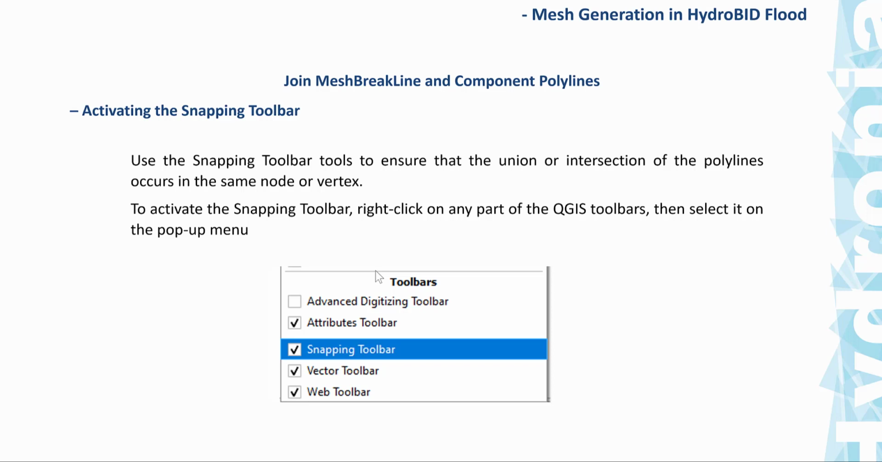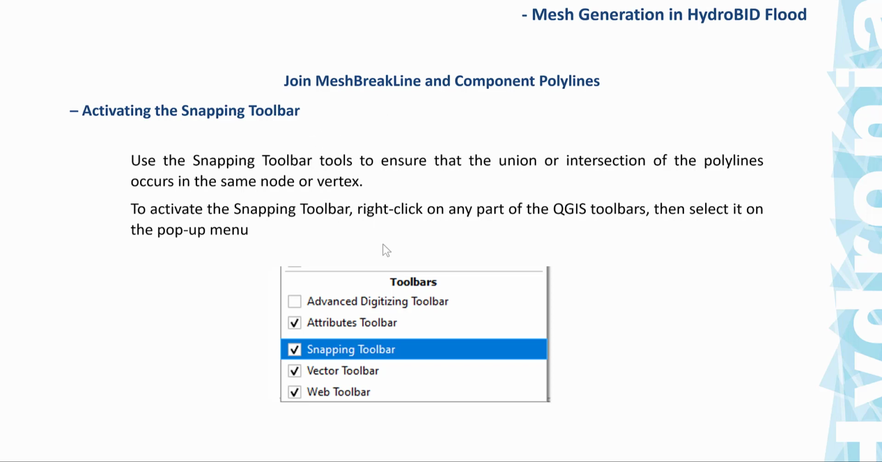The snapping toolbar will help you ensure that the intersection occurs at a node or a vertex, and that will solve the problem that I mentioned before. It will allow you to intersect polylines, break lines, and domain outline polygons without the issue in the mesh.